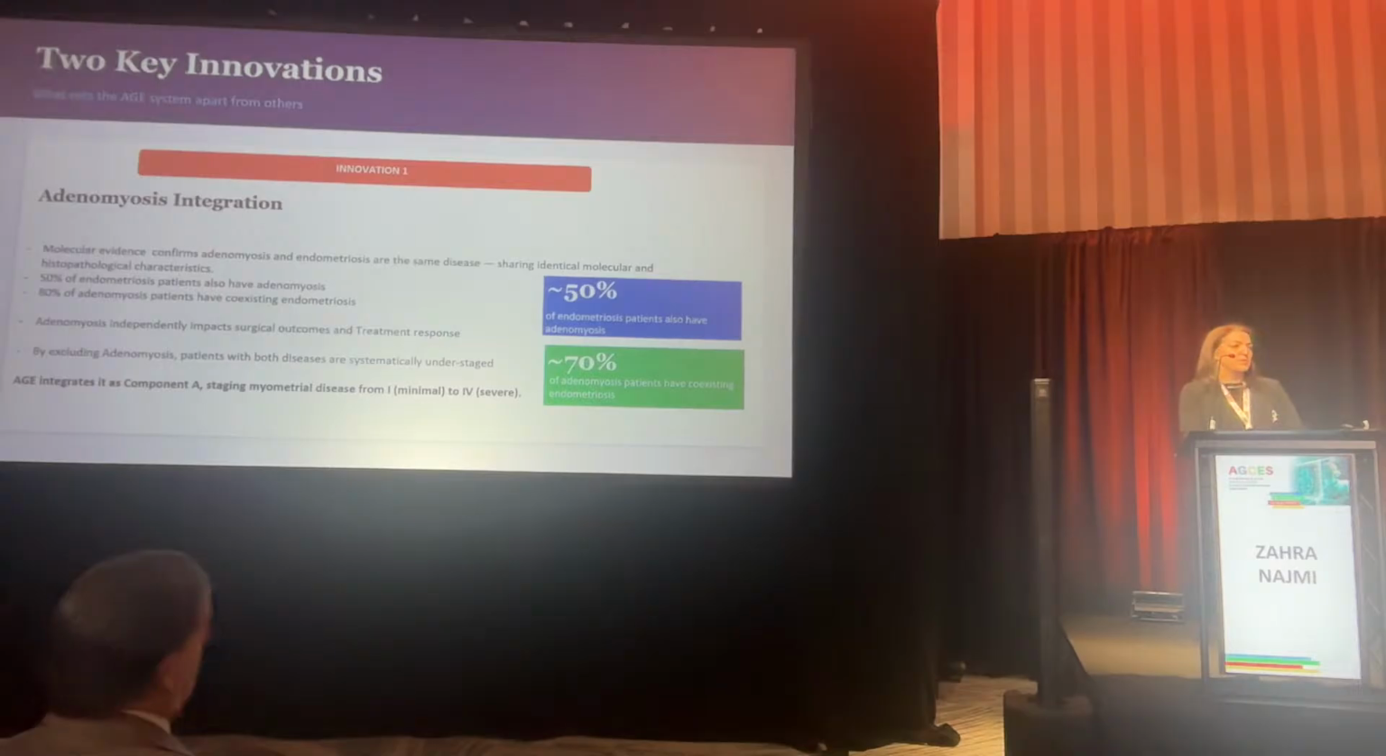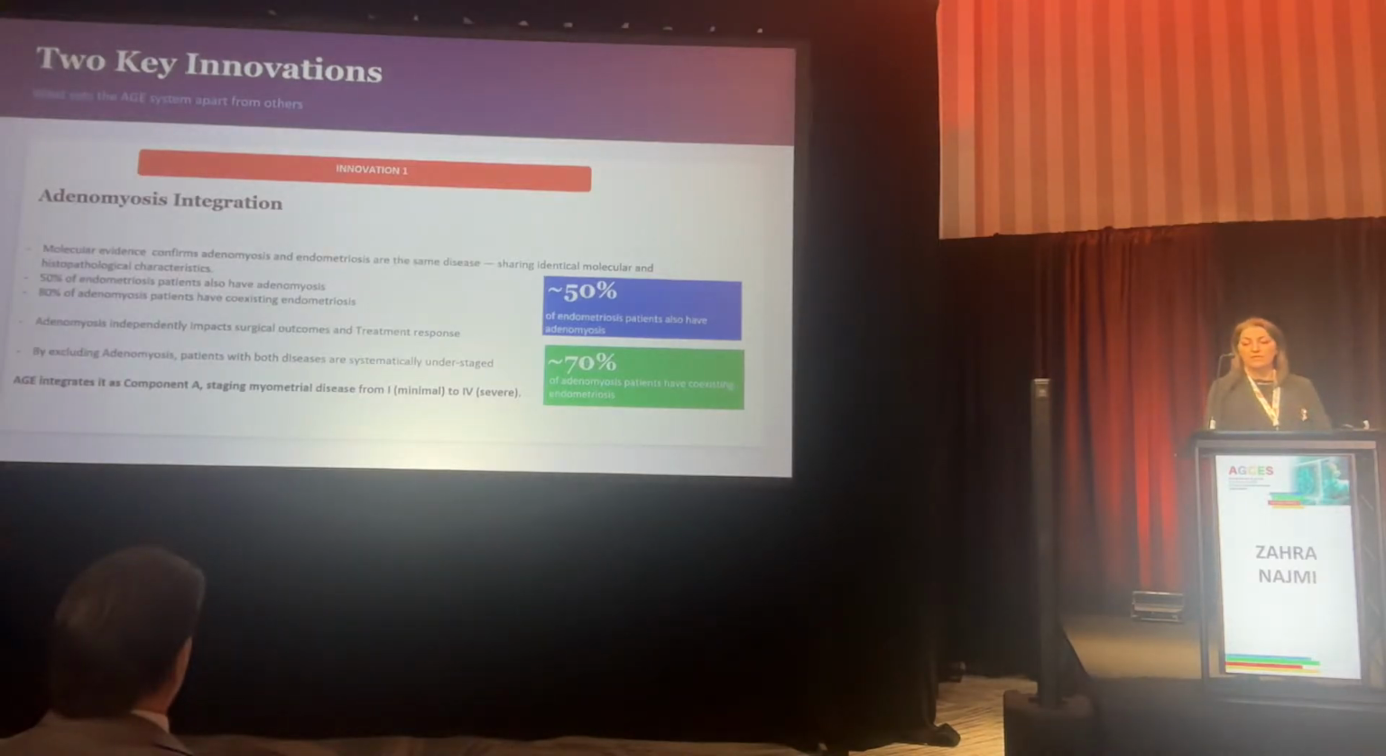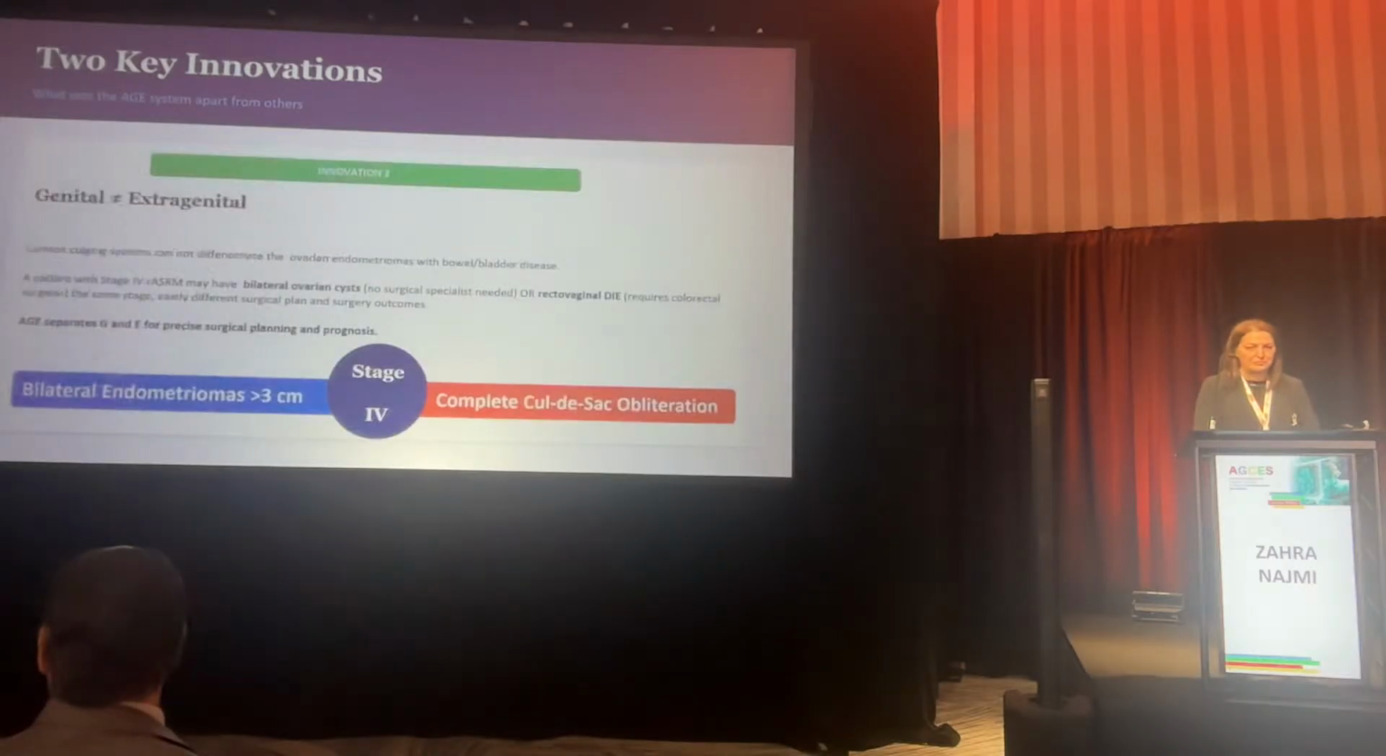Up to 50% of endometriosis patients have adenomyosis simultaneously, and up to 70% of adenomyosis patients have endometriosis. So adenomyosis independently impacts surgical outcome and also treatment response. And by excluding adenomyosis, patients with both diseases are systematically understaged. That's why this new classification system tries to integrate adenomyosis as a component of endometriosis staging.